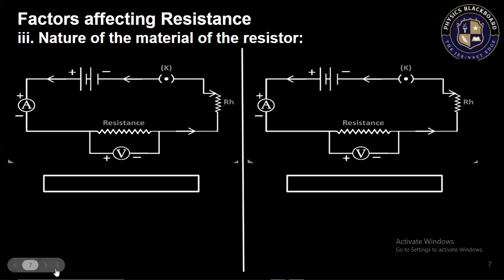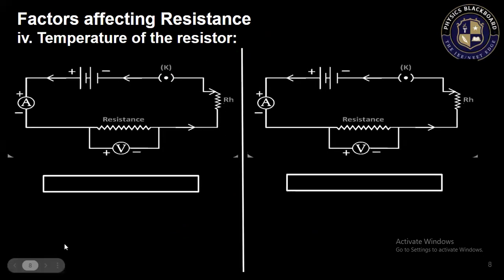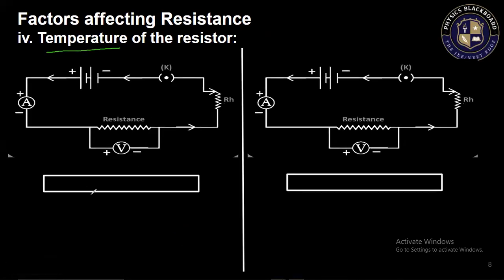And next, we see the fourth factor that affects the resistance. What is the fourth factor? Temperature. Let's say this is the first case, right? We have taken a length of wire or resistor L. Here also the length of this resistor is the same, and the area of cross section in both cases is also the same, but here the temperature is not constant. Let's say the nature of the material is also the same.